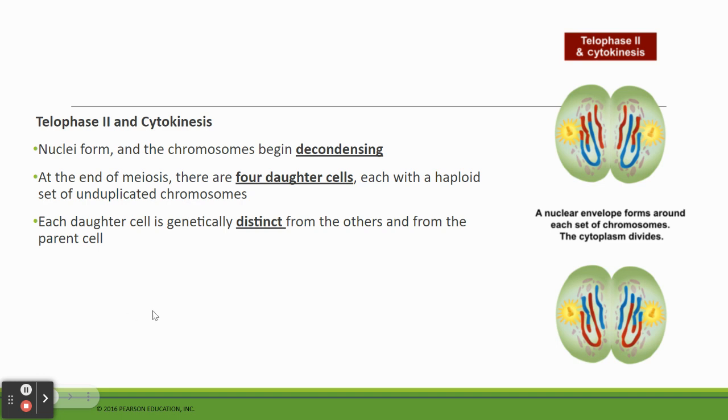Okay, so in telophase 2 and cytokinesis, once it's over, once again, you get 4 new daughter cells that are completely different from each other because we had crossing over occur, and this gives us genetic variability.